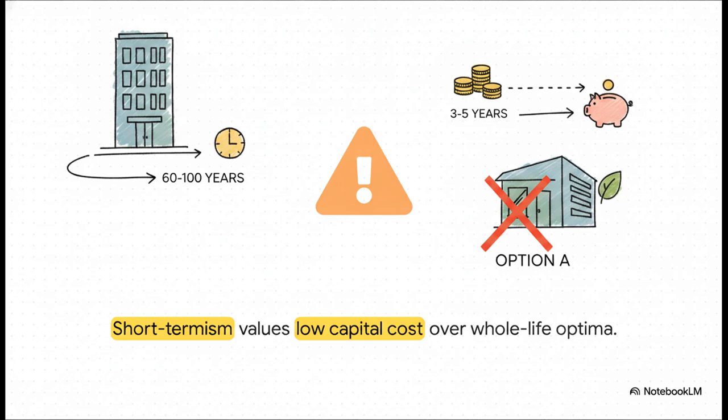First up, short-termism. You see, procurement and funding cycles almost never match a building's 60 to 100-year life. An investor or public budget might literally only care about the next 3 to 5 years, and that heavily incentivizes making the cheap upfront choice, Option A from our last example, completely sacrificing the optimal long-term value.